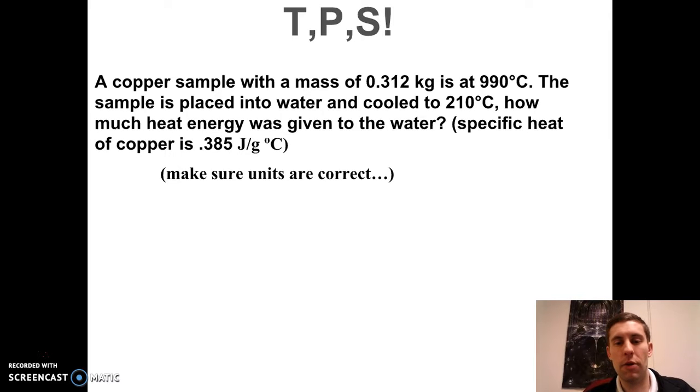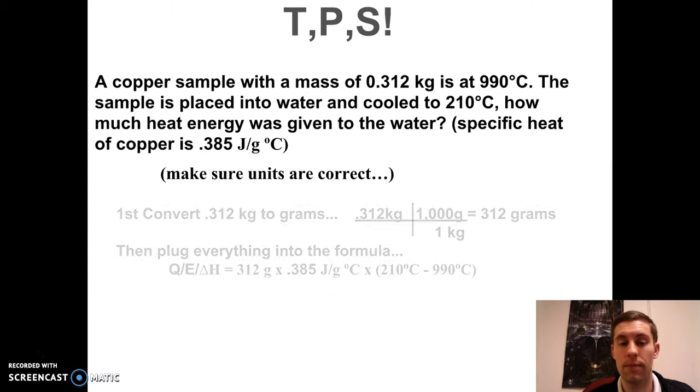Okay, so a copper sample with a mass of 0.312 kilograms is at 990 degrees Celsius. The sample is placed into water and cooled to 210 degrees Celsius. How much heat energy was given to the water? Specific heat of copper, also on the back of your periodic table, is 0.385 joules per gram degree Celsius. Make sure you check your units because they won't all match up right now.